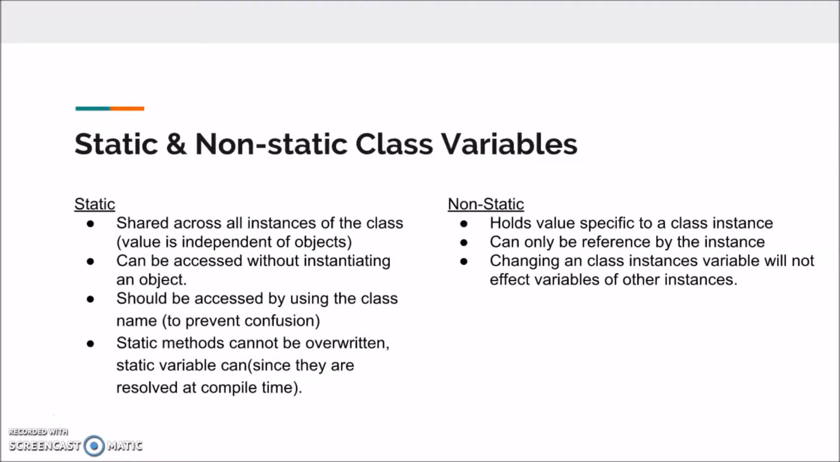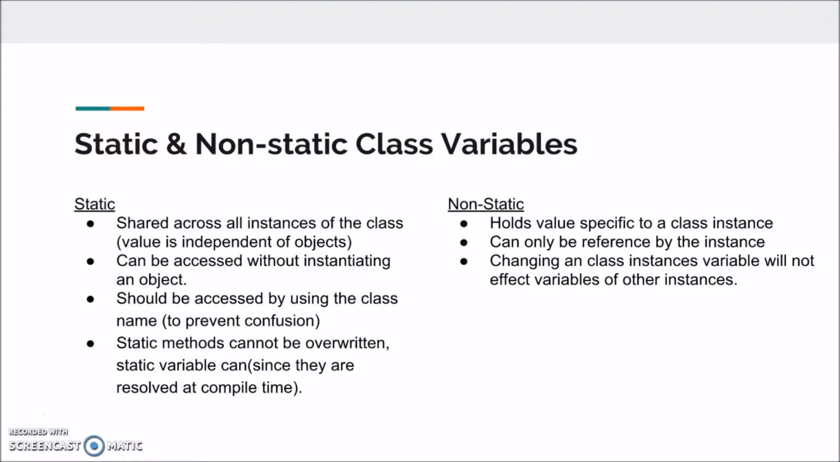Static and non-static class variables. Static variables have a few properties: they're shared across all instances of the class. The value is independent of the objects. The class can be accessed without instantiating an object, and it should be accessed by using the class name. This is just to prevent confusion.